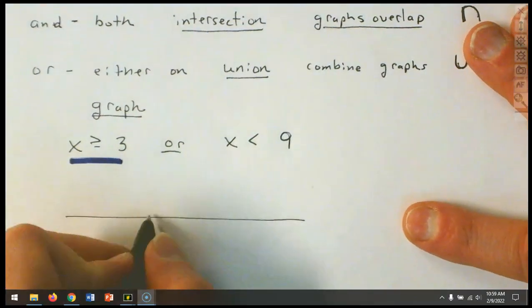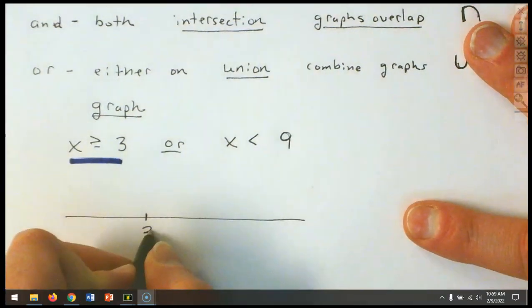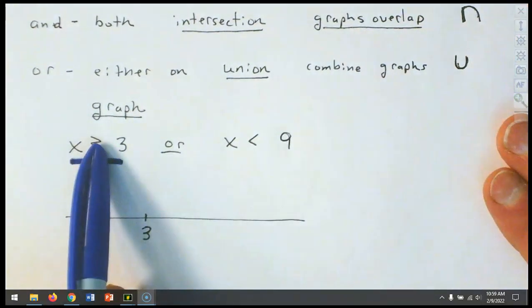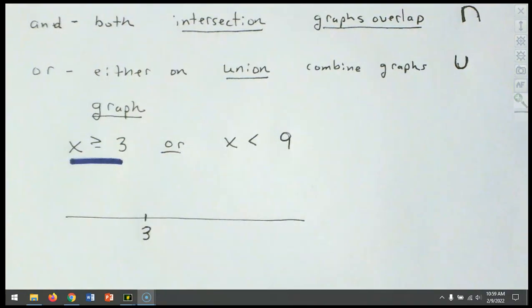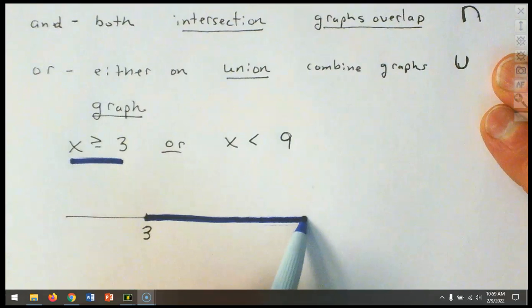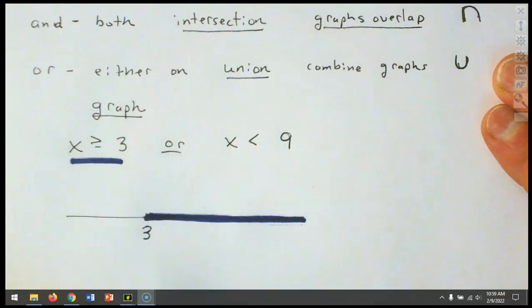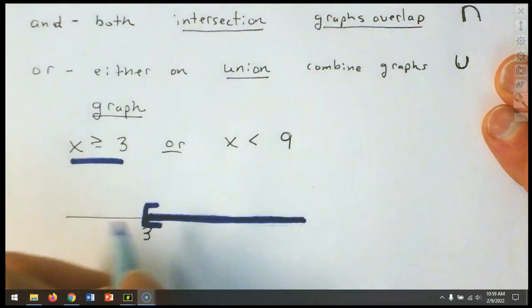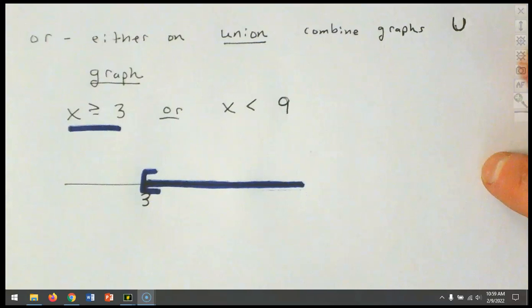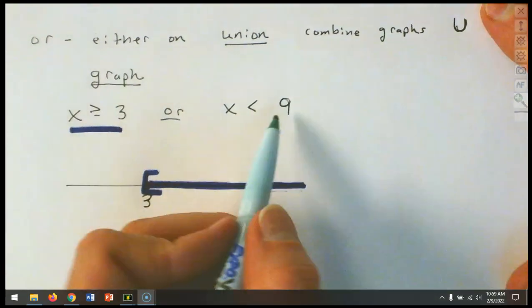So we've got our 3 here. And which way does it point? Okay, this one, we're going to graph it first, and it's going to point to the right. So we're going to shade to the right. And it's going to get square brackets. Everyone all right with that so far? Now let's do the other one in green here.